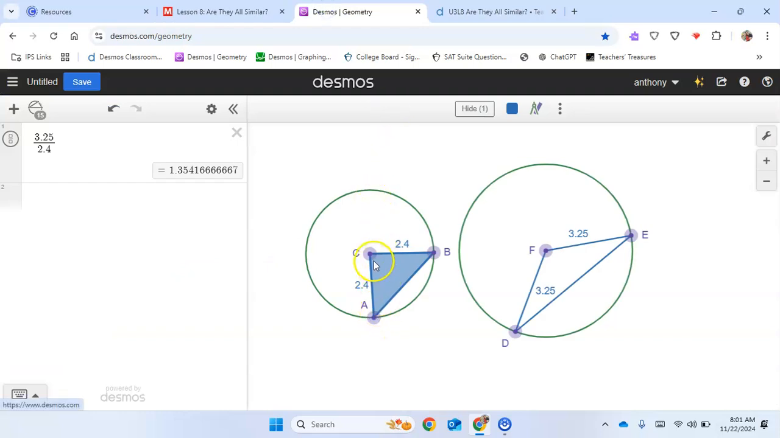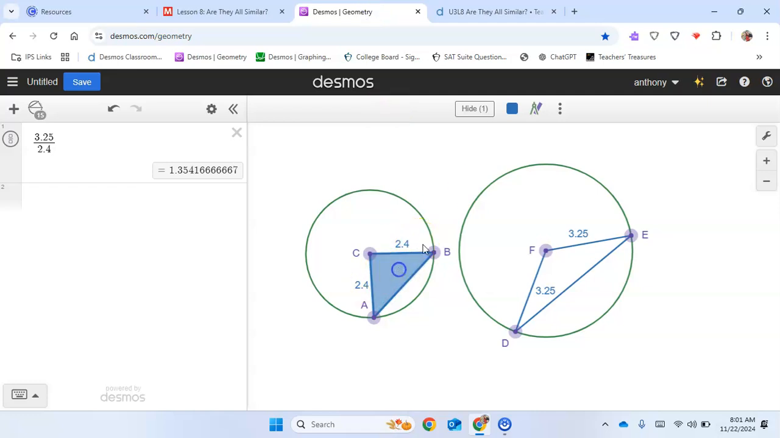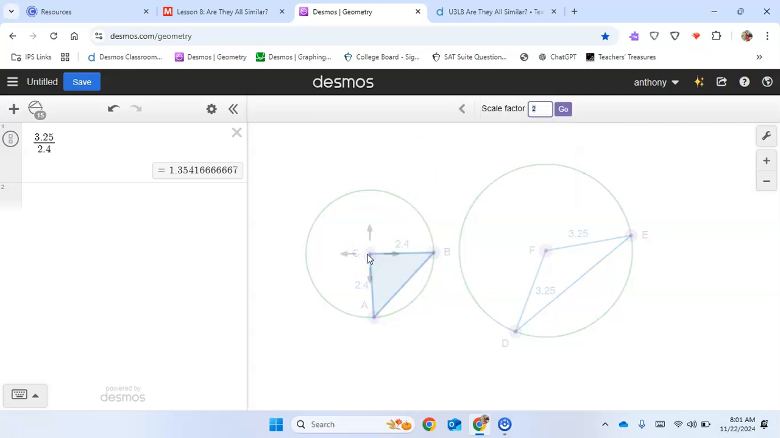You can see that AC equals BC, DF equals EF. Dilate triangle ABC to the new triangle A prime, B prime, C prime using center C and scale factor DF divided by AC, so that A prime C equals DF and B prime C equals EF. Dilating, the center is C, and the scale factor you can see is about 1.35.